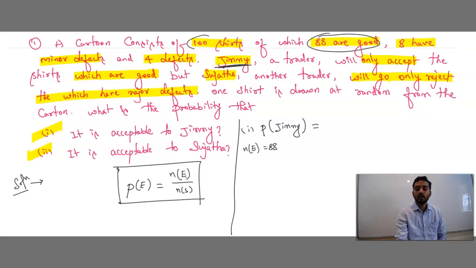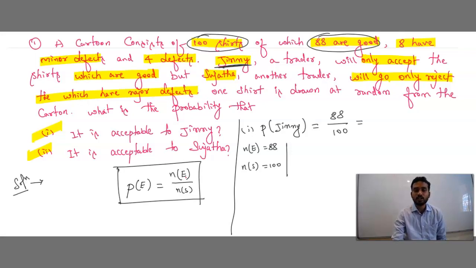Correct? Totally how many shirts do we have? 100. That is N of S is equal to 100. So this is our data. 88 are good out of 100. That's 88 by 100. We can see how many zeros are there? 2 zeros. So leave 2 digits and keep the point. So what is the final answer? 0.88. So this is the probability of Jimmy.